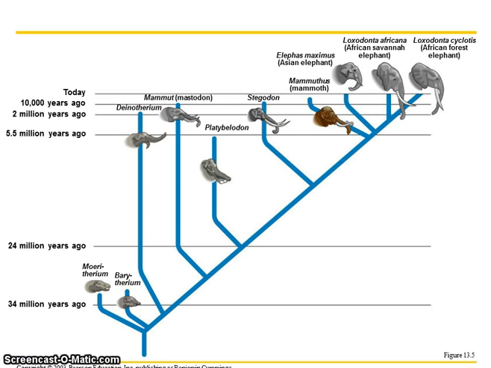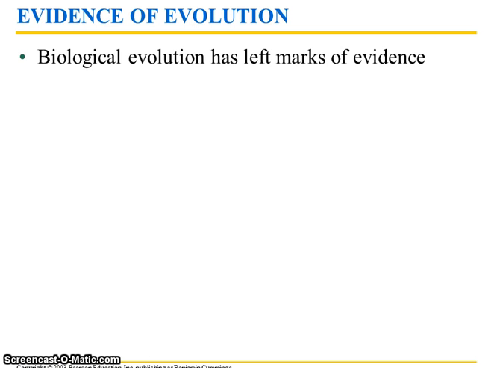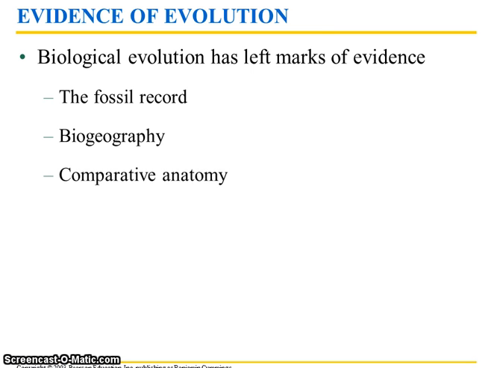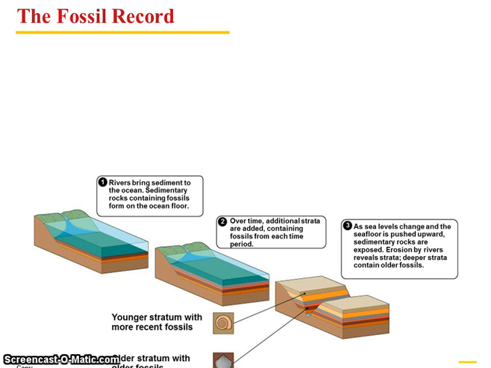Why would they say they're related? What evidence do they have? It's not just based on looks. Let's look at the evidence. The big ones are the fossil record, biogeography, comparative anatomy, embryology, and molecular biology. Let's look at each of those.